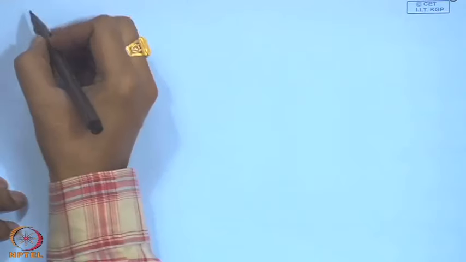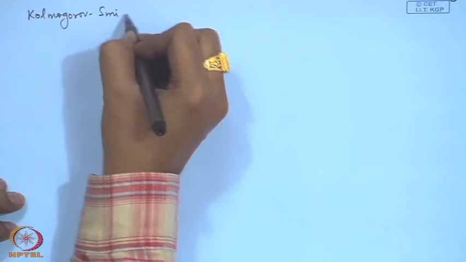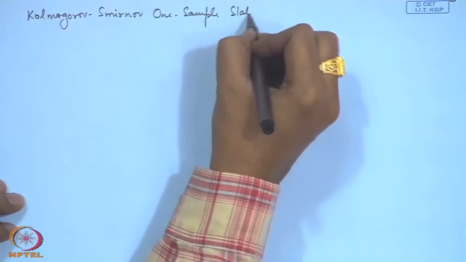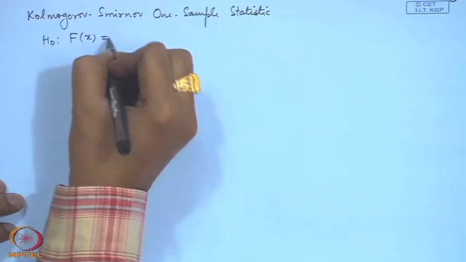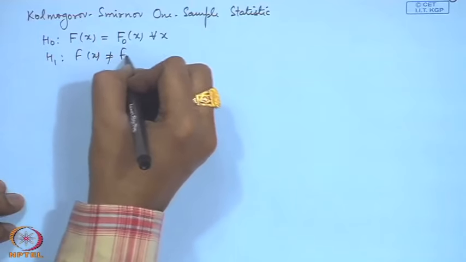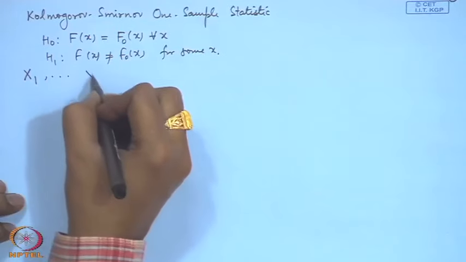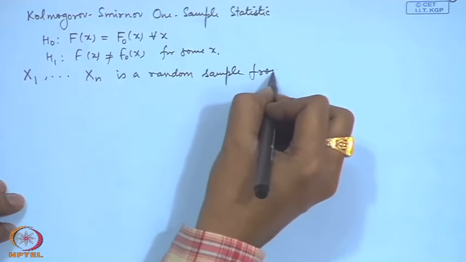Now, another test for the goodness of fit was developed by Kolmogorov and Smirnov. This is called the Kolmogorov-Smirnov one sample statistic. As before, we are writing down our hypothesis testing problem as F(x) is equal to F naught(x) for all x, or F(x) is not equal to F naught(x). We have at our disposal a random sample from this population.